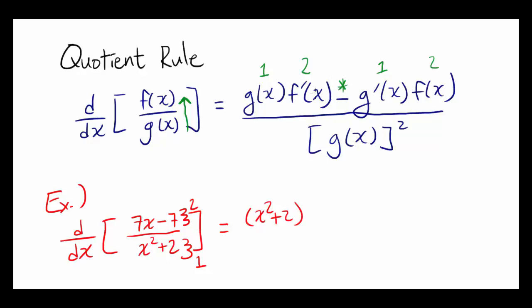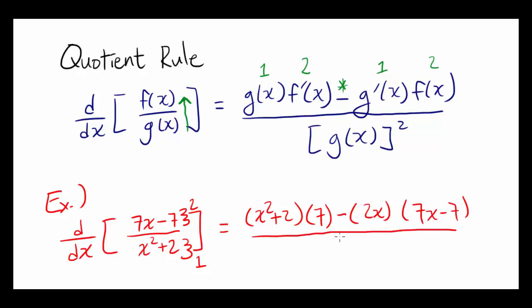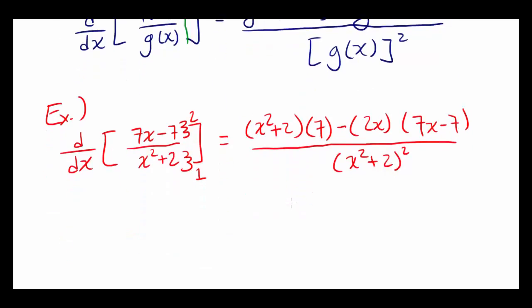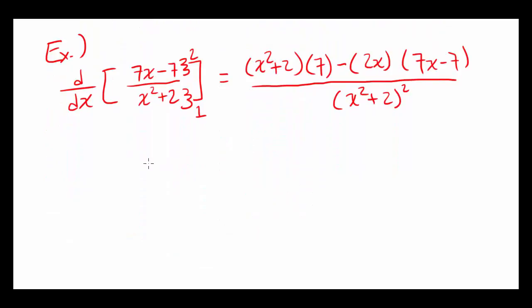Then you want to multiply it by the derivative of the top, 7x minus 7. The derivative is going to be 7, minus the derivative of the bottom, which is 2x, times the top, which is 7x minus 7. And you want to divide by the bottom function squared.